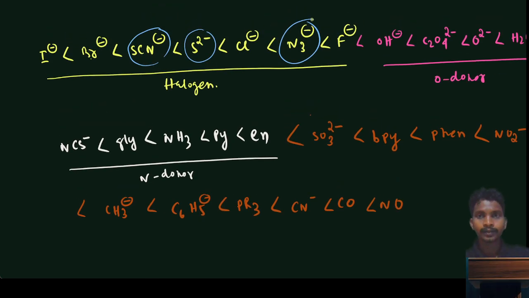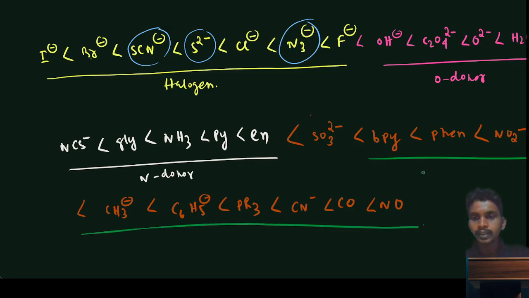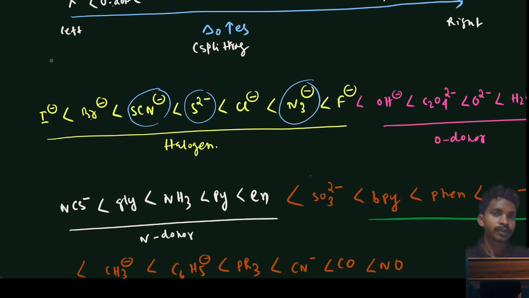So from here to here, these ligands are generally pi acceptor ligands, and these are the pi donor ligands. So this is the spectrochemical series.